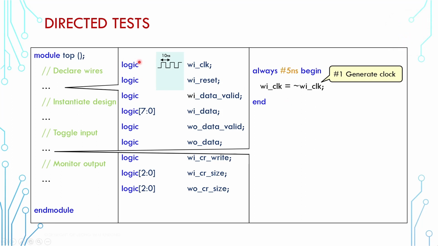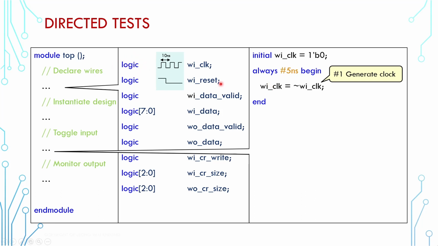That's because WI clock is a logic and therefore is unknown from the start. No matter how you toggle it, it will remain unknown. To fix this, we initialize WI clock to 0 at first. You can also use a bit if you wish, but we are not doing that here.